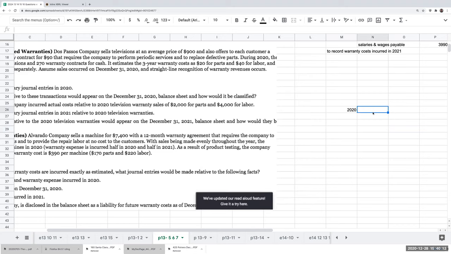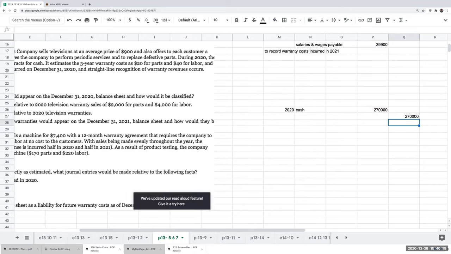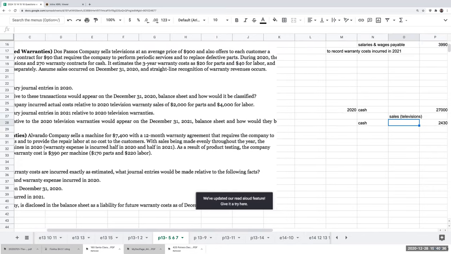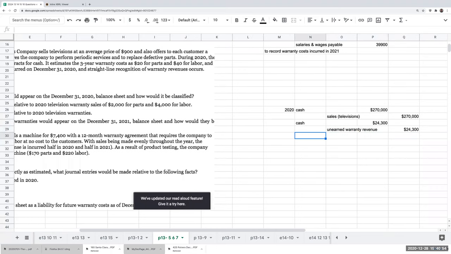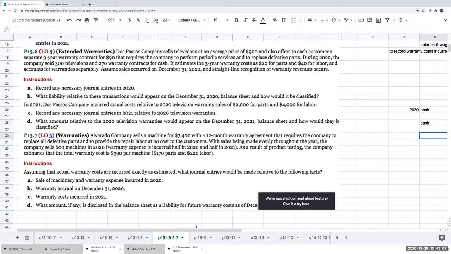So in 2020, what we're going to do here is receive cash and sell 300 televisions for $900. And at the same time, we're also receiving cash for 270 warranties at $90 per warranty, or $24,300. And this is going to be unearned warranty revenue for $24,300. So that's how we're going to go through and record that liability. So that's what I would be recording in 2020.